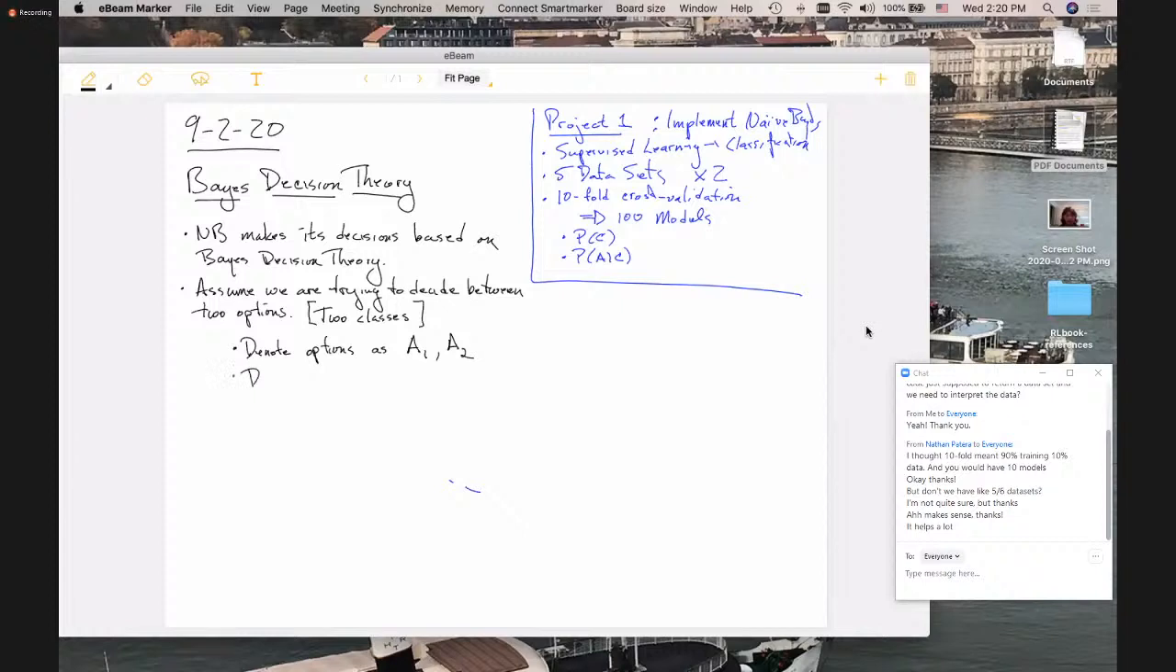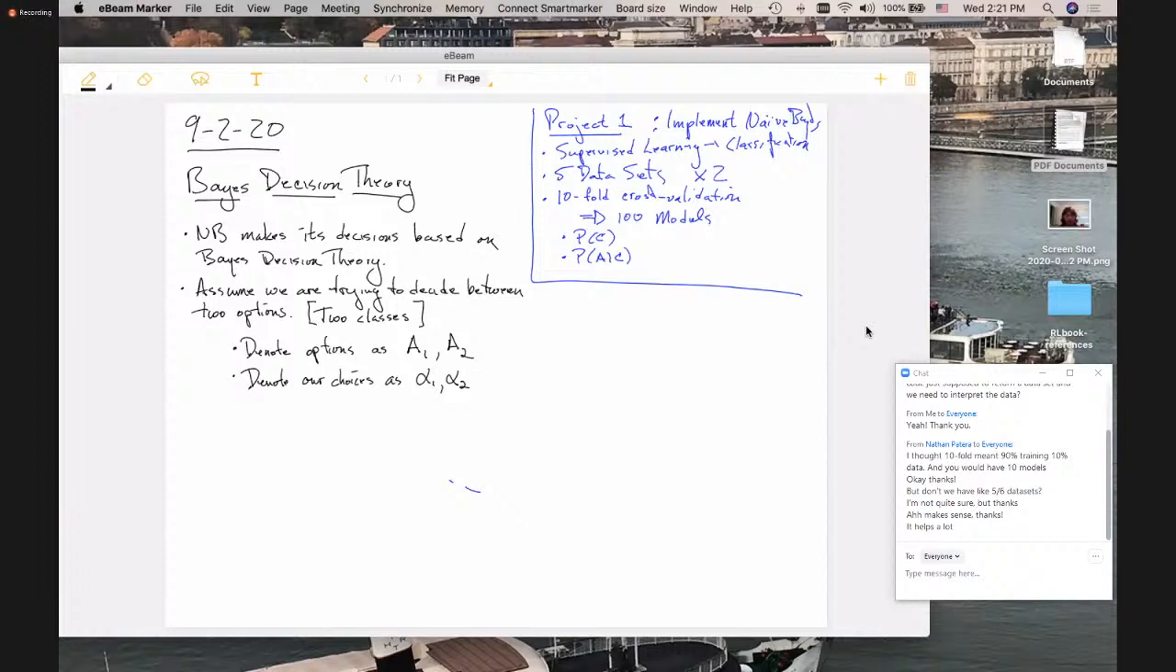And then we will denote our choices as alpha 1 and alpha 2. Now, what's the difference? Alpha 1 is what the classifier says that the example belongs to, when in reality, it either belongs to A1 or A2. And so part of what we're interested in is whether or not our choice of alpha 1 or alpha 2 is correct. And more importantly, what does it cost us when we're wrong?